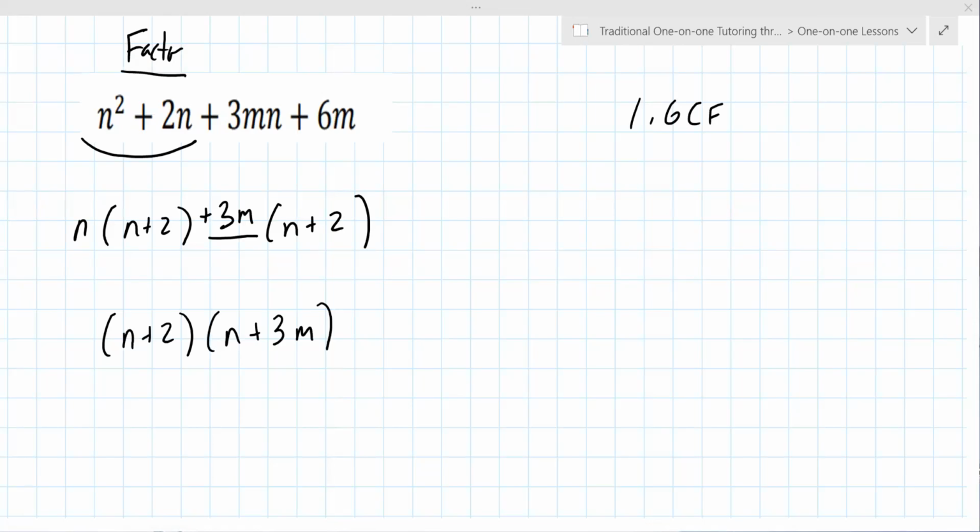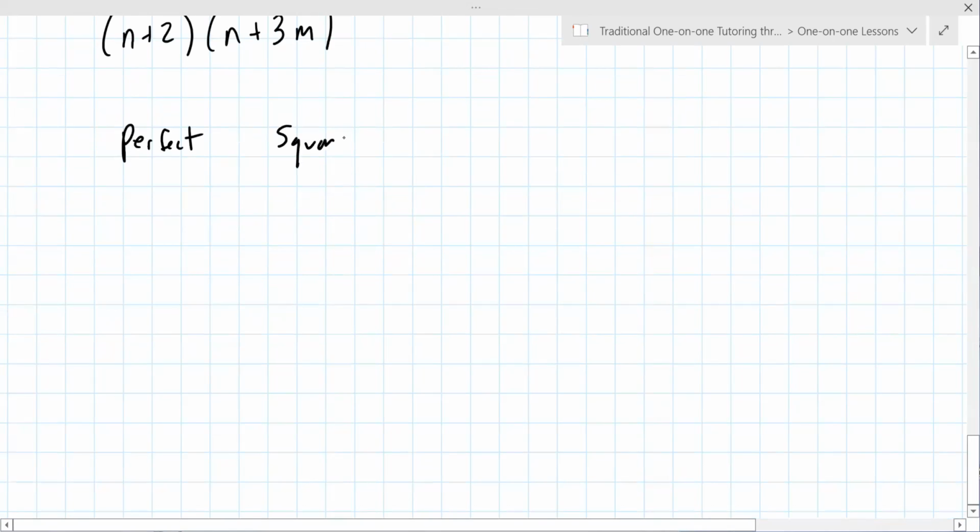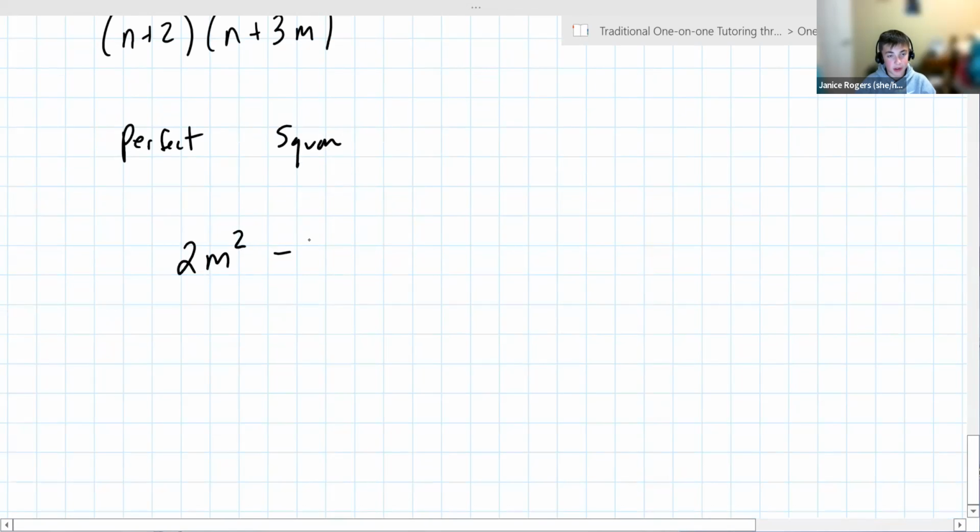So you mentioned a perfect square trinomial. Do you have some that you need us to do, or do you want me to start snipping in questions of my own? I think I found one that wasn't a perfect square trinomial. We can talk about... sorry, go ahead. 2m squared minus 10m plus 12.